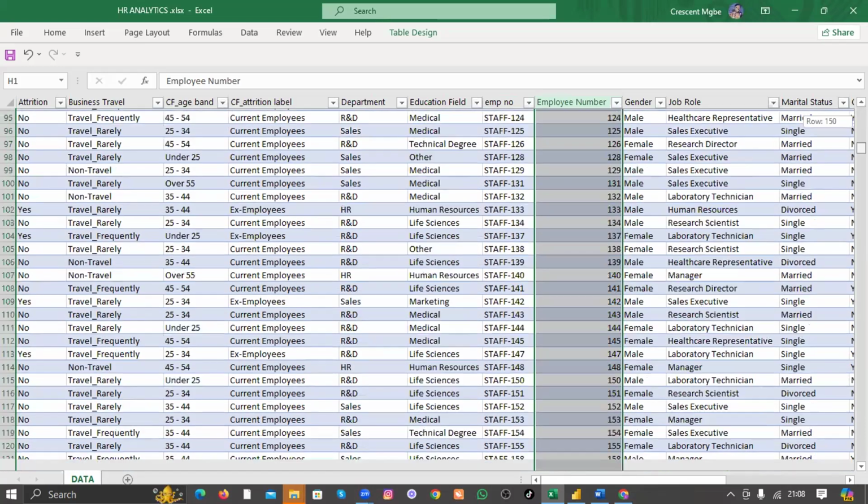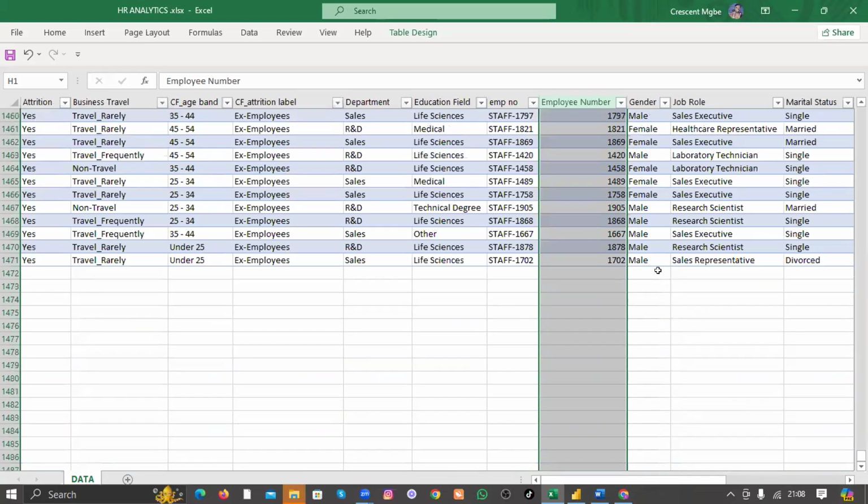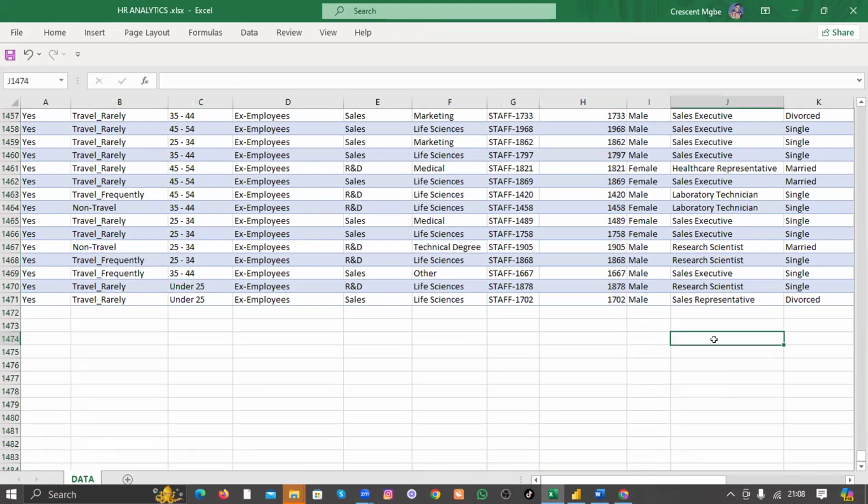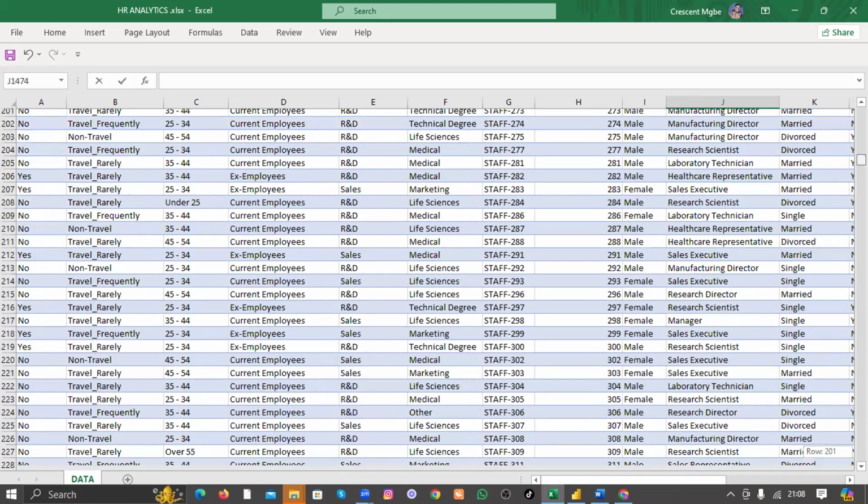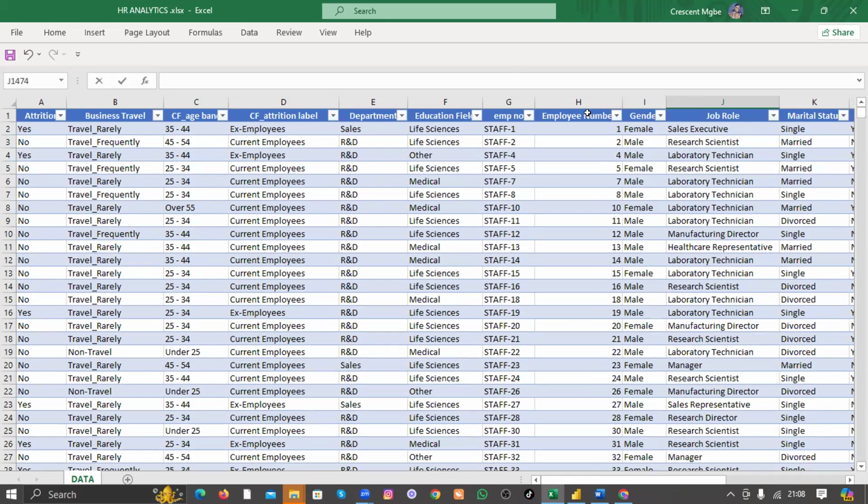So if we come down to the bottom and we want to know the total number of staff, we do something like count. I don't know why my count is not working. Okay, so we want to count this row, then we hit enter, and it will give you the total number of staff they have here. So you need to note that this is just a serial number. That's the difference between the two numbers. This is the employee number and this is the employee ID.